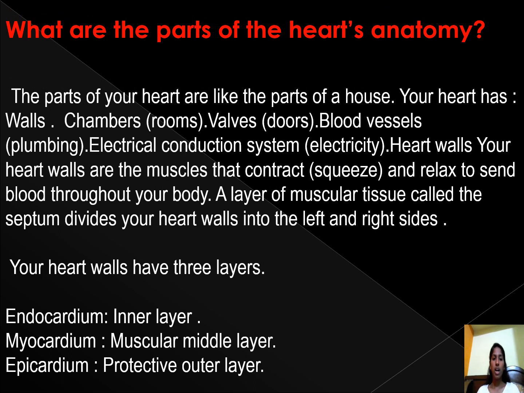Now let us see the heart's anatomy. The parts of the heart are like parts of a house. The heart has walls, chambers, valves, blood vessels, and an electric conduction system. Heart walls are the muscles that contract and relax to send blood throughout the body. A layer of muscular tissue called the septum divides your heart into the left and right sides. Heart walls have three layers. There is the endocardium, the inner layer, the myocardium, the middle layer, and the epicardium, the protective outer layer.